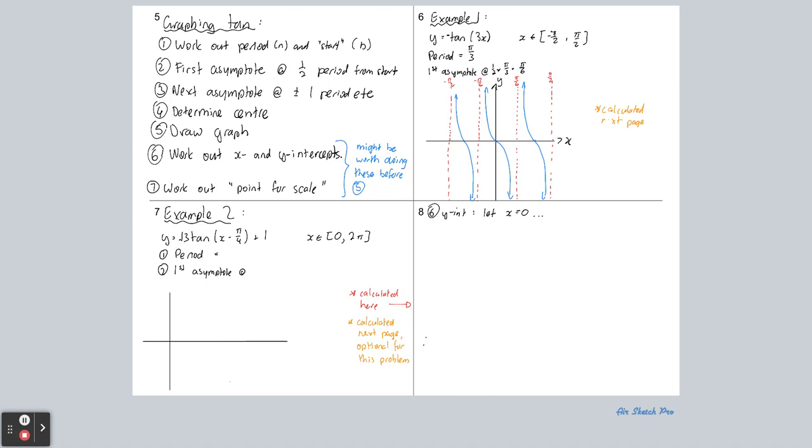So that's what I'll do. So the x-intercepts are going to be halfway between these two. So what's the halfway point between minus pi on 6 and negative pi on 2? Well, that's negative 3 pi on 6. That's negative pi on 6.